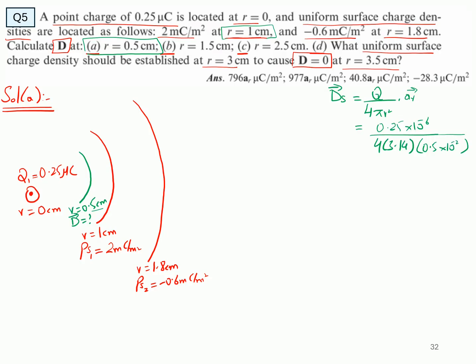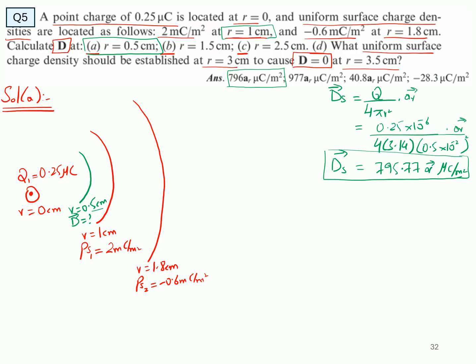0.5 into 10 raised to power minus 2 whole square, and then I have the unit vector a of r. So this is the expression that I am getting, and my answer comes out to be 795.77 a of r microcoulomb per meter square. So this is the electric flux density for the first part, and it is straightforward. We can see that it is almost equal to the provided solution. So this is the answer, and again visualization gives us an idea of what is happening.